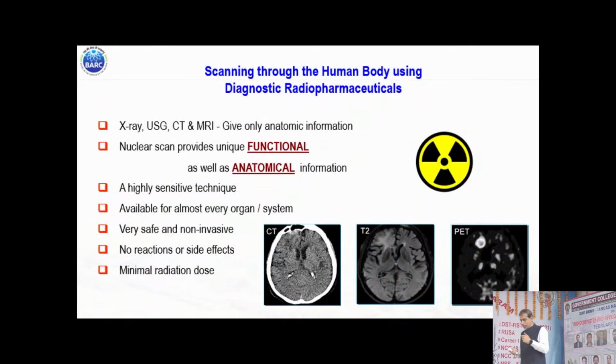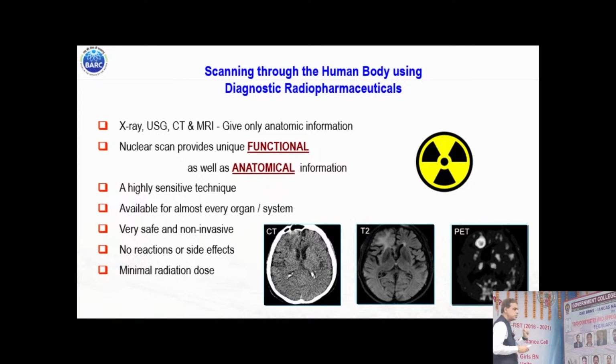Now, if we look at X-ray, USG, CT, MRI, all give only anatomical information. It takes a picture. It does not take part in the biochemical process. So, it is just a photograph, a beautiful photograph. Now, the nuclear medicine scan that we do with the radiopharmaceutical is the only method by which we can do functional imaging. Now, what do we mean by functional imaging?